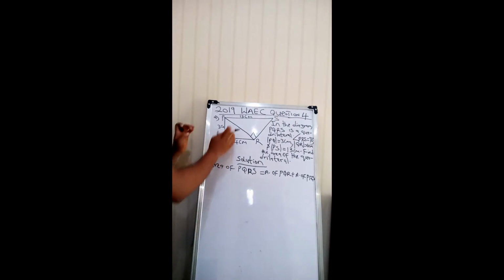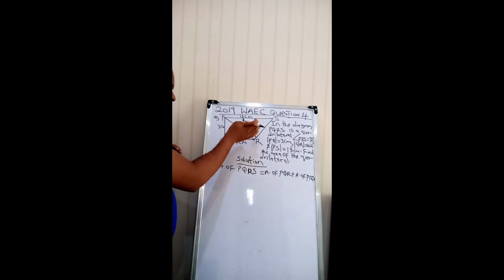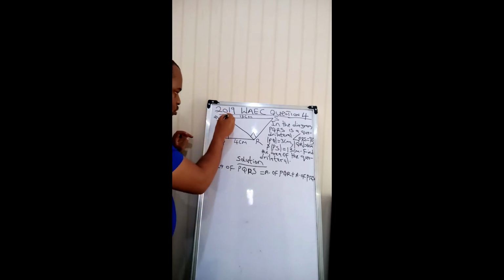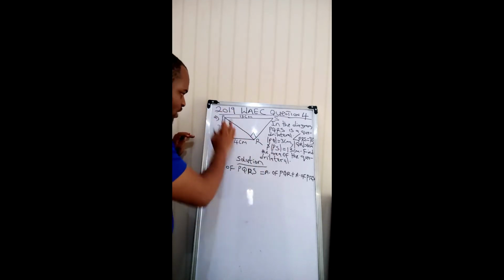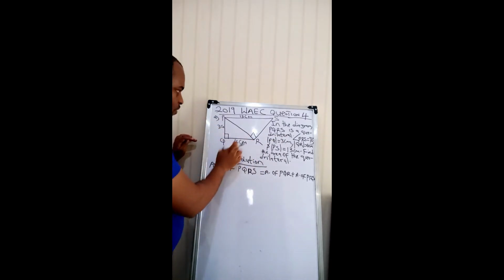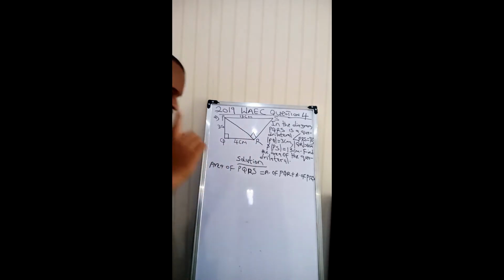Now we need to get the area of this and the area of this. How do we get that? The area of this is easy, half base times height, but when we come to this, how do we solve that? The first thing is to get what this PR is. We are given all these values: PQ is 3, QR is 4, and PS is 13. So we need to get this. Remember your Pythagoras theorem.